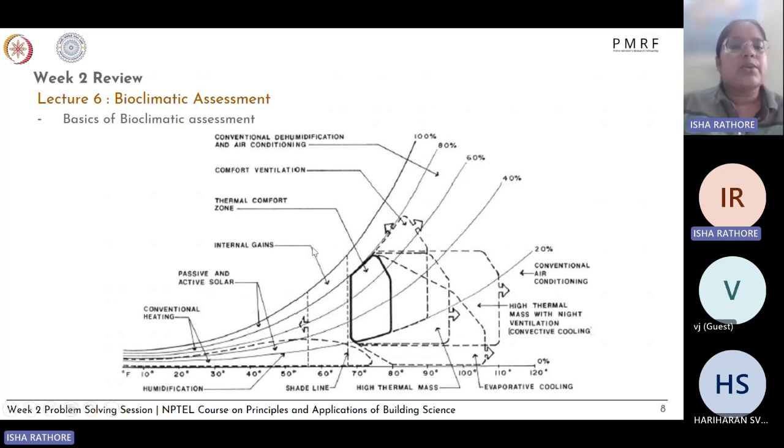Then we have internal gain, which is from your computers or other appliances. They generate their own heat as well. So those internal gains can also be used to heat up your inside spaces. Then we have conventional heating.